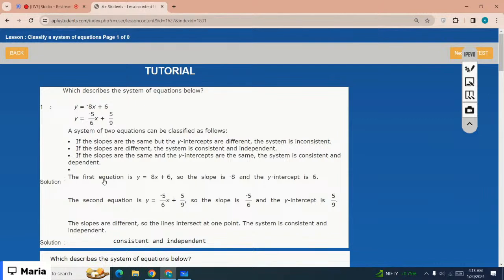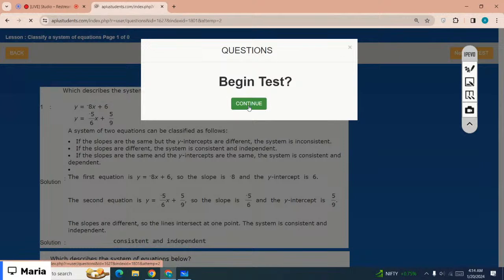Now the equations given are y equals negative 8x plus 6. So the slope is negative 8 and the y-intercept is 6 for the first equation, right? For the second one, the slope is negative 5 over 6 and the y-intercept is 5 over 9. So the slopes are different and the y-intercepts are also different. That means the lines intersect at one point and the system is consistent and independent. The correct option is consistent and independent. You have to look for two things, slope and y-intercept, right?